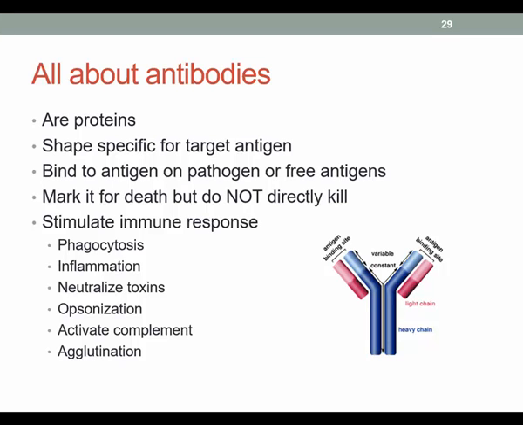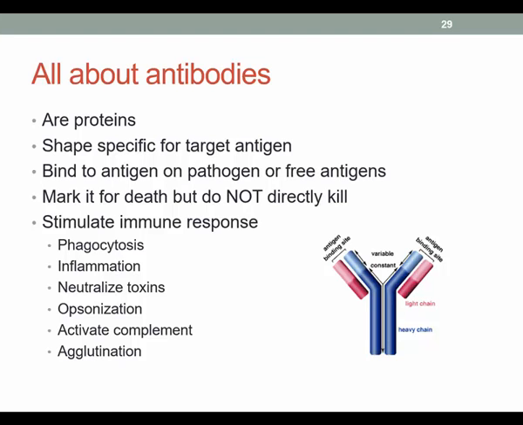Again, antibodies are specific for one particular antigen. They're specific because they are proteins too, and proteins have shape, and they're only going to bind a certain shaped antigen. So antibodies and antigens bind each other based on shape recognition.